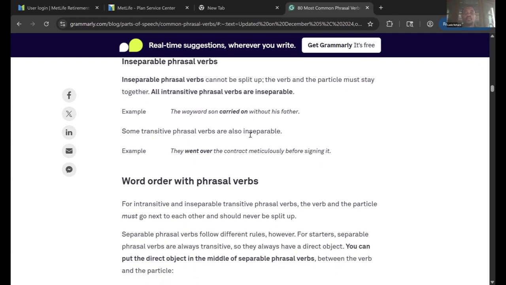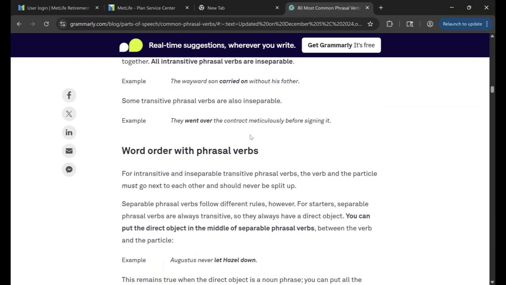Now, the way your son carries on without his father, what does that mean, to carry on? Prendre soin. Transporter. No, to carry on, c'est continuer. Carry on, c'est continuer.